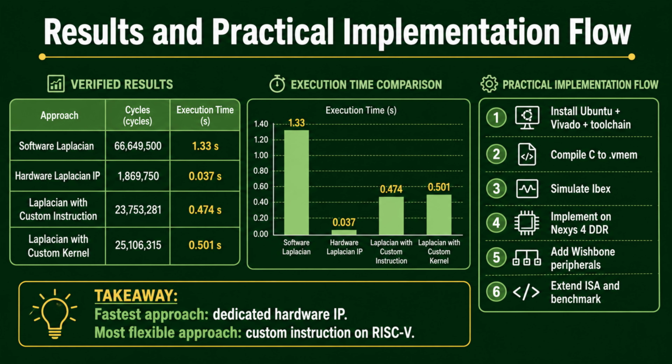Then identify the computational bottleneck, modify the RISC-V compiler, extend the instruction decoder and ALU, rebuild the toolchain, and benchmark the result. The main takeaway is simple. FPGA-based RISC-V gives us the flexibility of software together with the possibility of creating application-specific hardware acceleration.